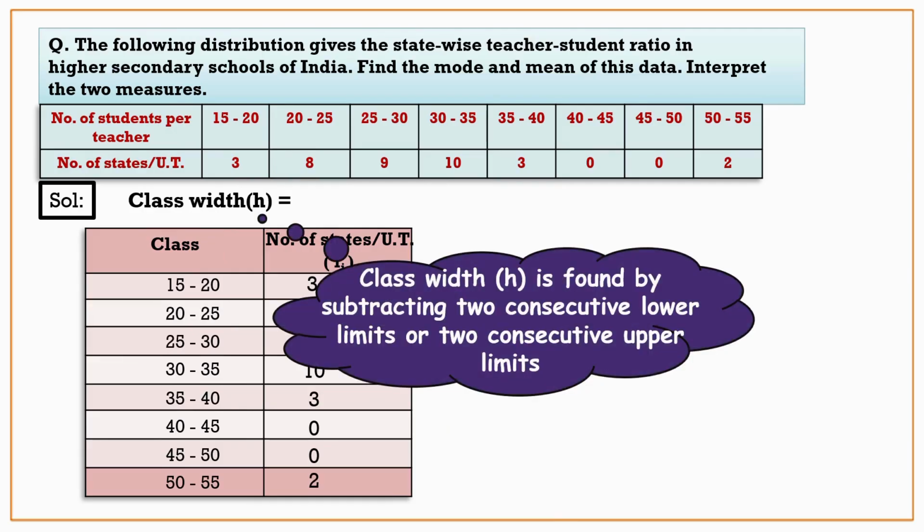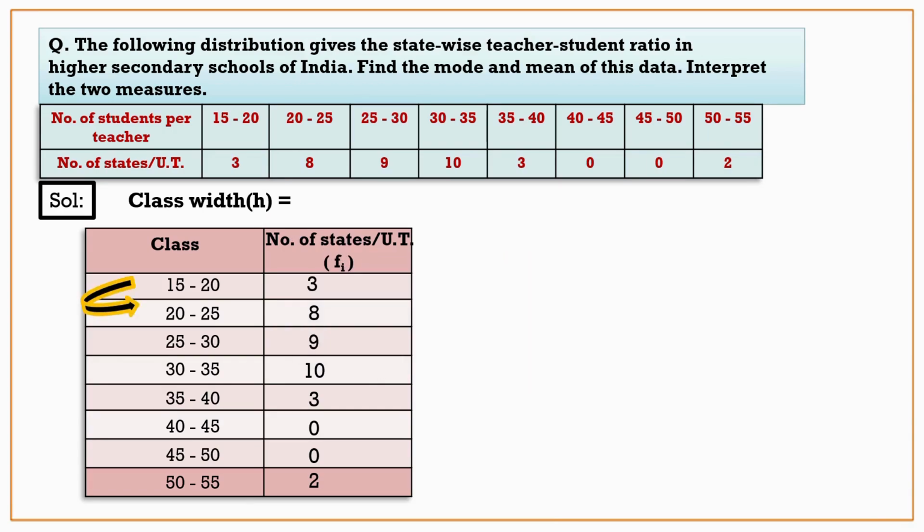Now first we need to calculate the class width, that is h. So class width h is found by subtracting two consecutive lower limits or two consecutive upper limits. So let's do the consecutive lower limit subtraction. So 20 minus 15 is 5.